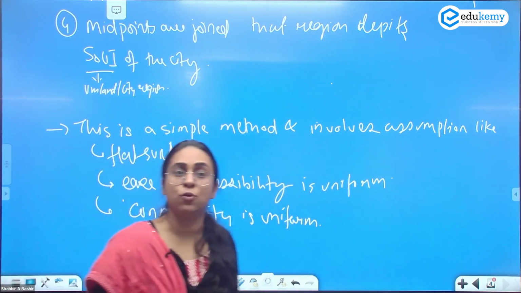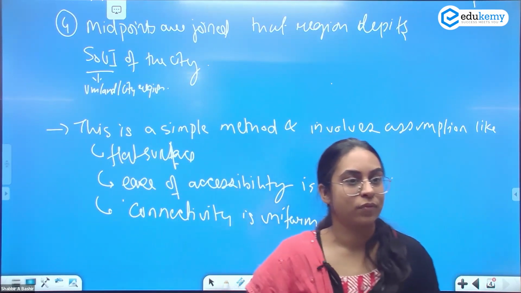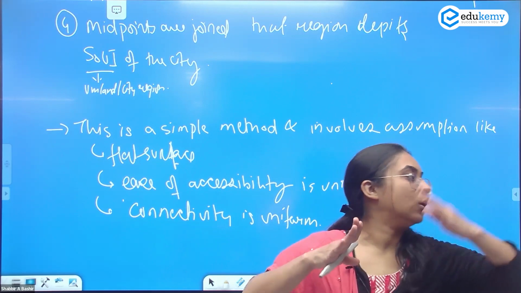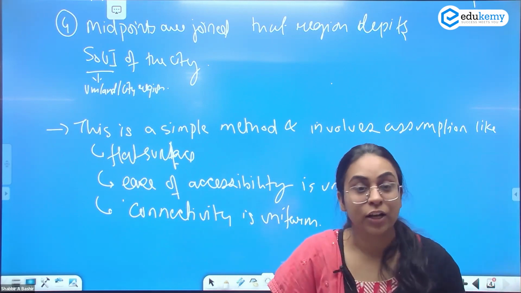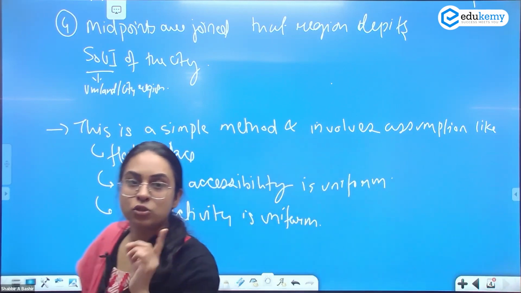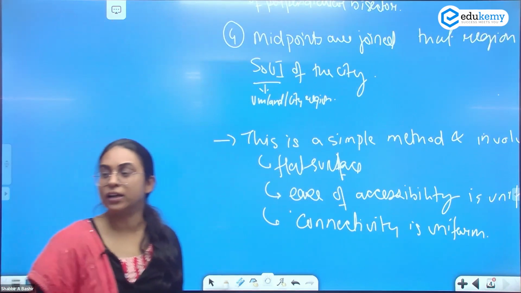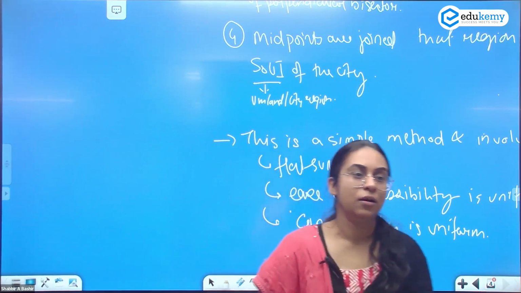This theory assumes that the distance is same or the time travel is same. Then we can either go to this place or that place. But it is not simply about the distance. It is not simply about the flat surface. It is also about the connectivity. What is better connected with the main city?